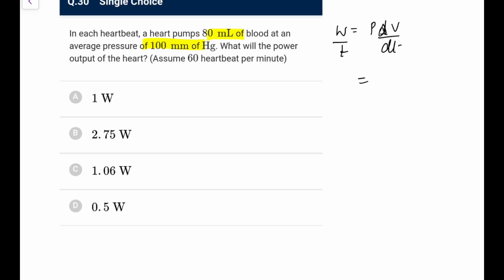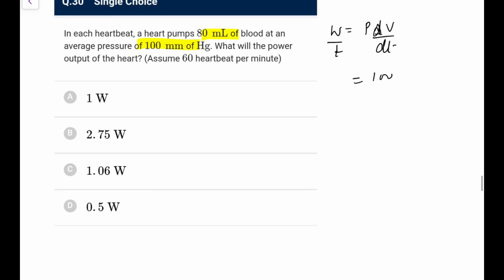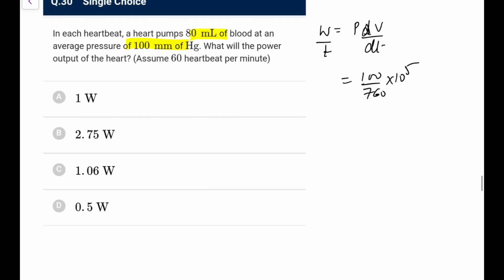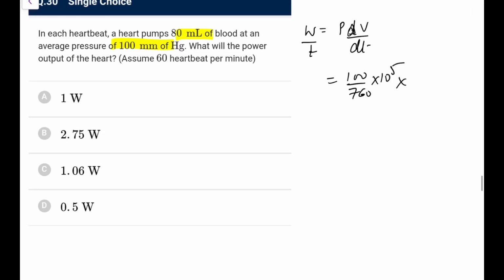So pressure is 100 mm Hg. 100 mm Hg means you can make it out in the SI unit, it would be 100 by 760 into ATM into SI unit, which would be approximately 10 to the power 5. Okay, into what we have, the heart pumps blood at an average pressure of this, 80 milliliter of blood in each heartbeat.